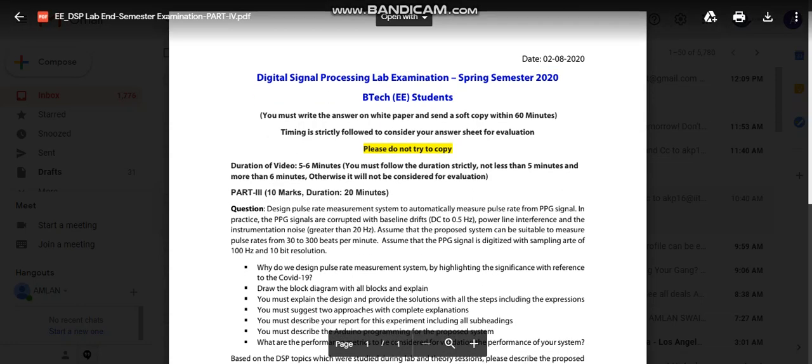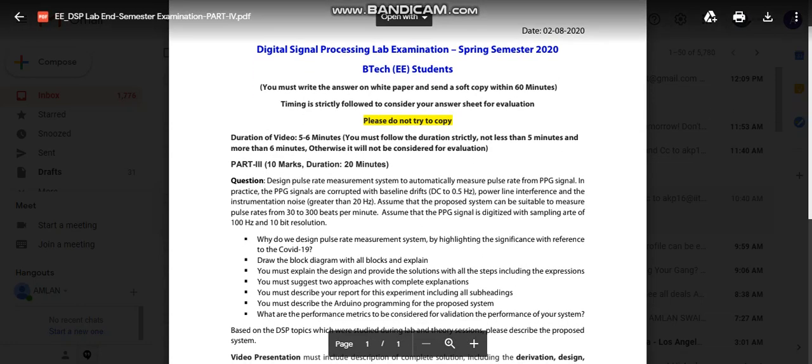So this was the question. The question was to design a pulse rate measurement to automatically measure the pulse rate from a PPG signal. In practice, the PPG signals are corrupted with baseline drifts, power line interference, and instrumentation noise. So how did I design it? I am going to explain.